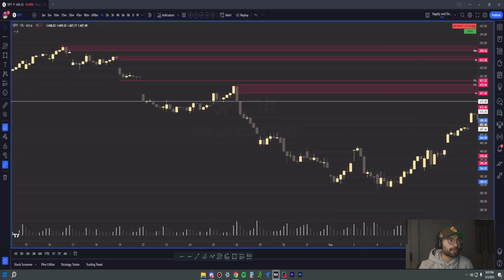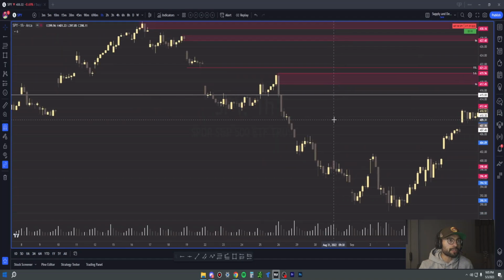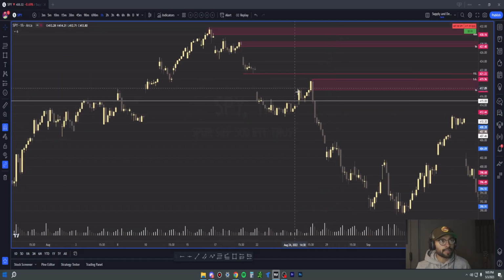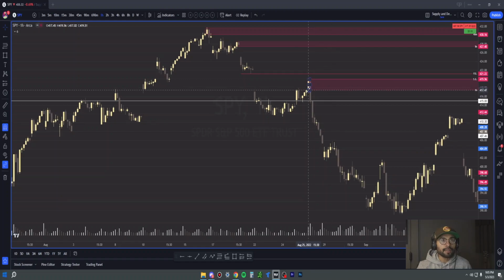So like I said earlier, what I like to look for is a strong push to the downside after a consolidation, right? So we see this basing candle, and from this area we pretty much just dropped. So to me, I'm like, this is gonna be a nice little supply zone. So I drew it out, started at 417.45, and I'm gonna leave this zone here until we break above basically 420.02 or something like that. This was back on the 25th of August.